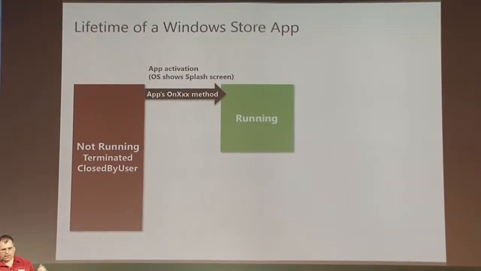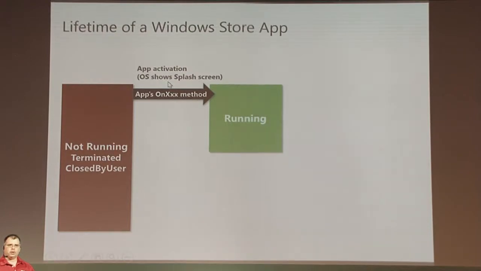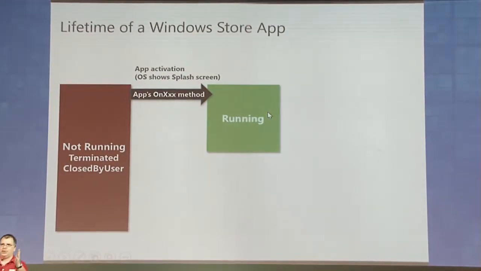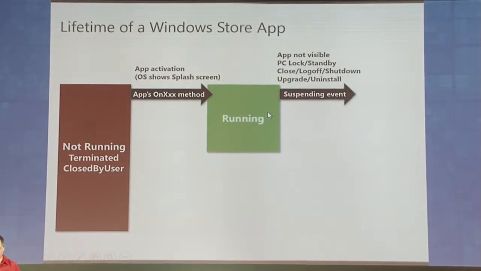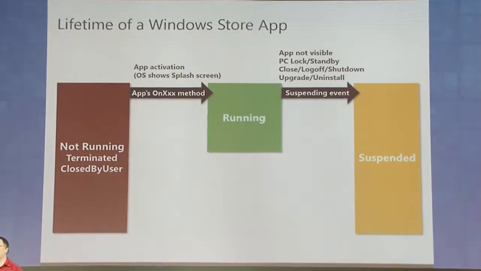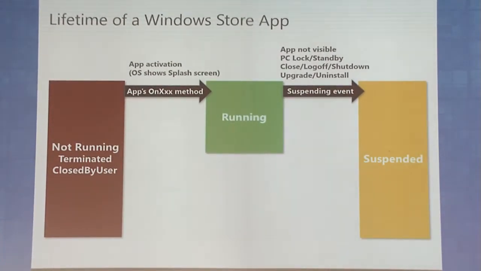Okay, so now on app activation, the operating system shows the splash screen, and then your application is in the running state at that point. Now, the user could switch away from your application because they want to go use something else instead. In which case, your application enters what is called the suspended state. And in the suspended state, the operating system suspends all the threads in your program. So your program is not allowed to execute any more code at all while it is in the suspended state.